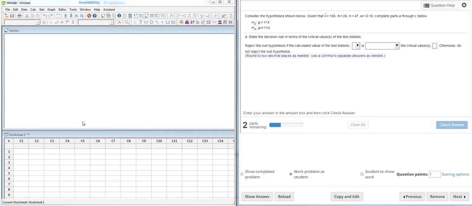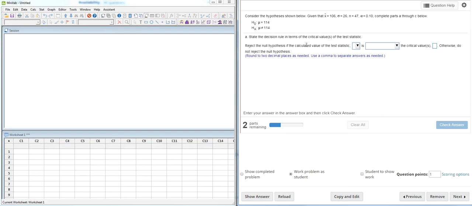You'll notice that I'm using Minitab 18. If you have a Mac, maybe watch one of the Mac videos to follow along. So we're going to state our decision rule to determine whether or not we should reject or fail to reject the null hypothesis based on critical values in this video. So this will be a critical value method example.